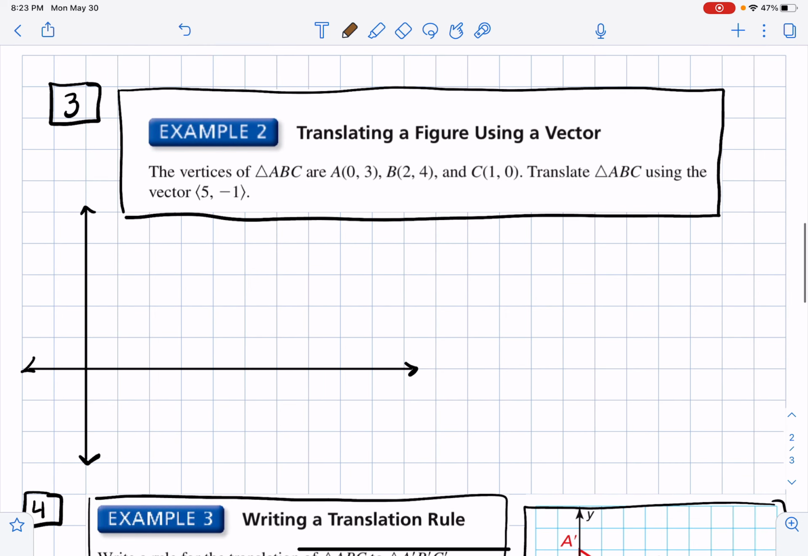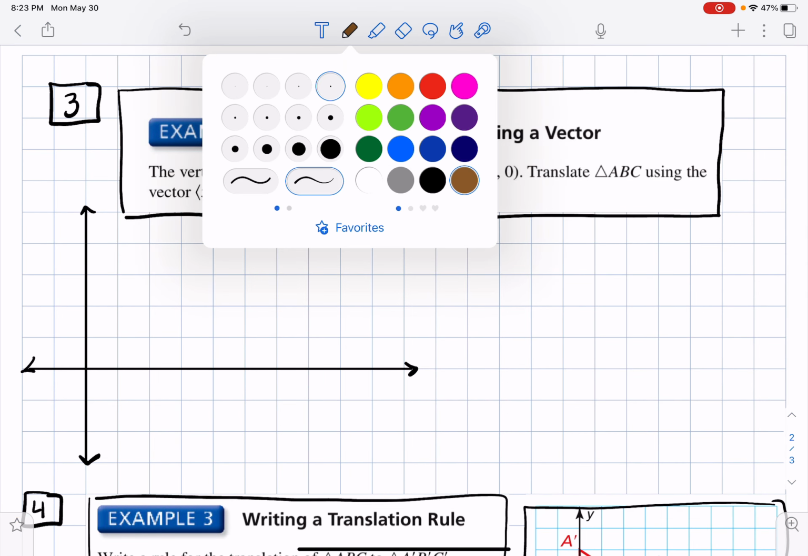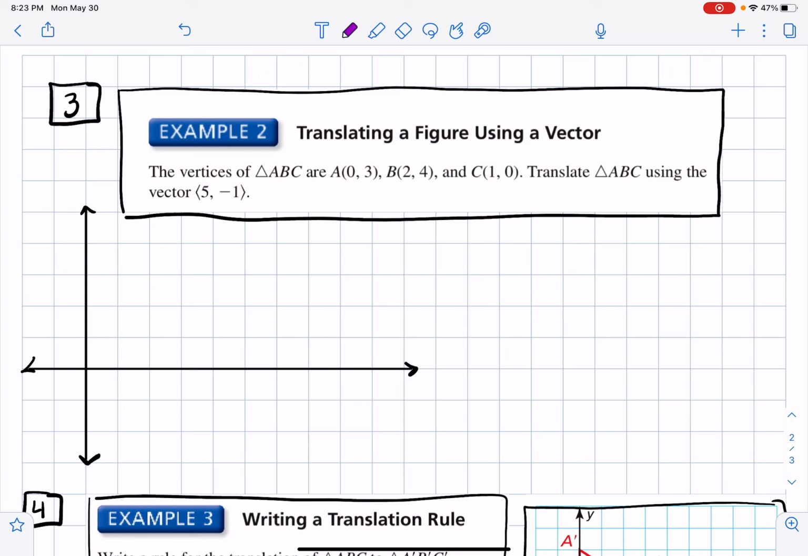Box number 3, let's do an example together. I'll do this in like a purple color for you. It says, translating a figure using a vector. Okay, so the vertices of triangle ABC are 0, 3, 2, 4, and 1, 0. So let's go ahead and draw that first, triangle ABC. So 0, 3, so 0, 1, 2, 3. So that's right here. That is point A, that's 0, 3.